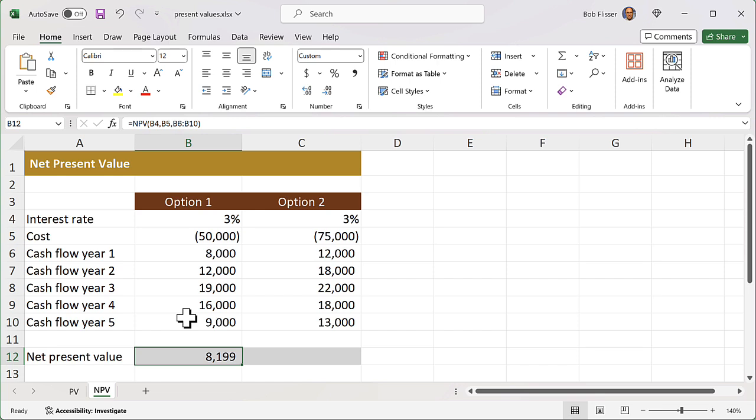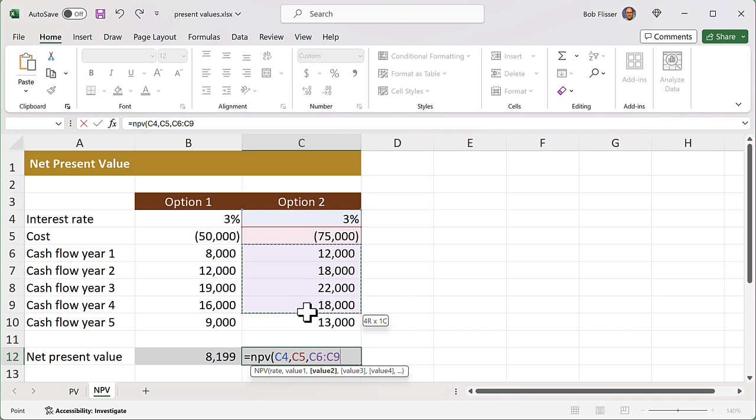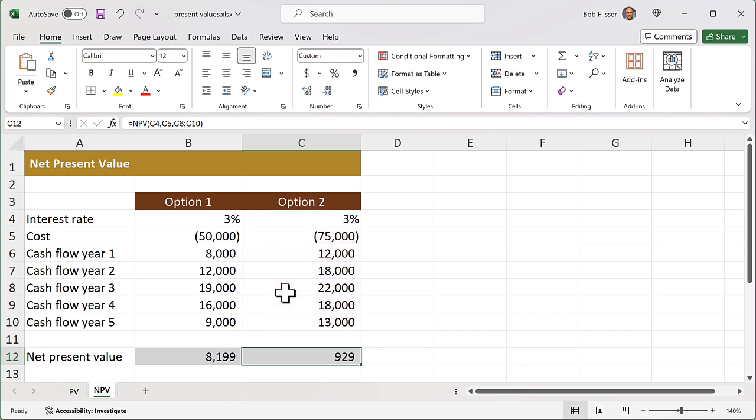Now, I could go and get the autofill and drag that to the right, but I'm not going to do that because I want to show you this one more time so you have another example. So we're going to say equals NPV, open the parenthesis, there's the interest rate, comma, there's that first negative cash flow, comma, drag down the rest of those cash flows and Control Enter, or if you're on the Mac, Command Enter. And we see what that net present value is.